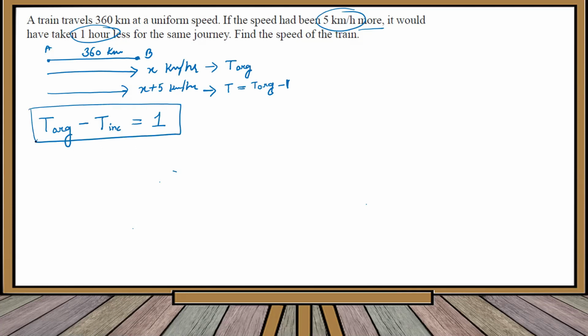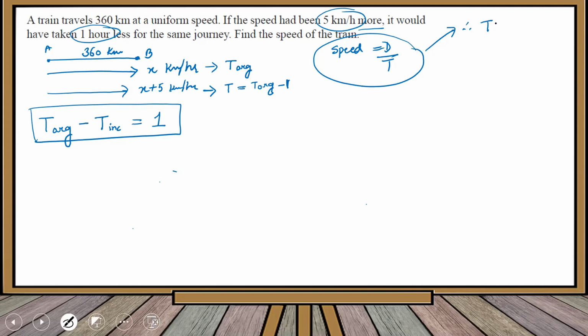Right? What is time? We know speed is equal to, the entire game is on this formula. Speed is equal to distance upon time. So therefore, time is equal to distance upon speed. Right? So we have already told that let this original speed of the train be x km/h. Hence, the increased speed of the train will be x plus 5 km/h. Now we know original time. Again, what is the distance travel? Distance travel in both the cases will be same. That's 360 km. Okay. So time is distance upon speed.